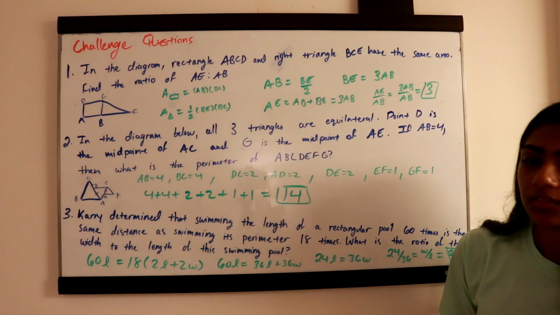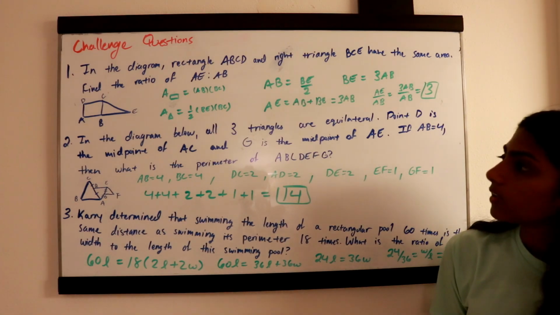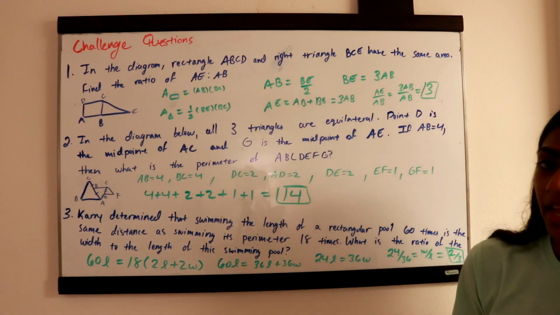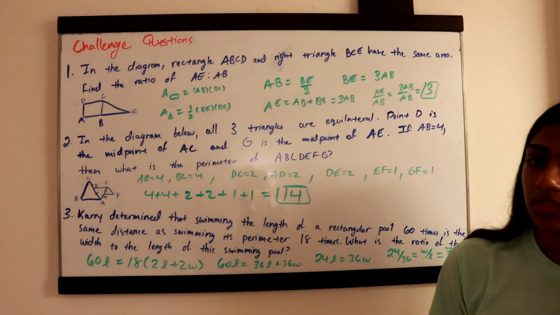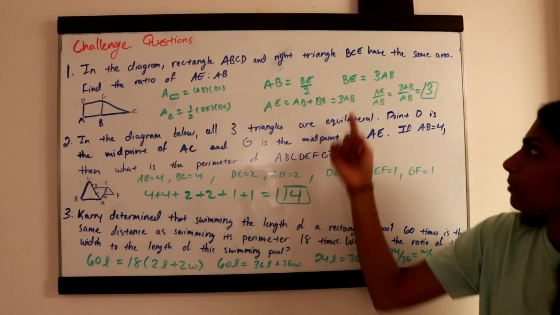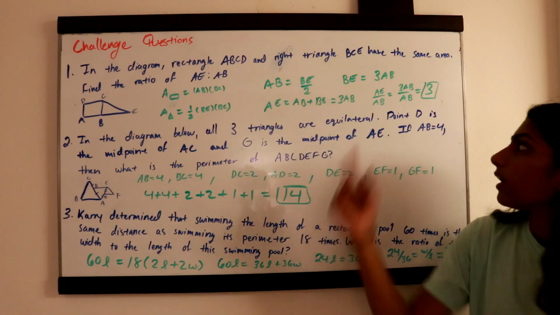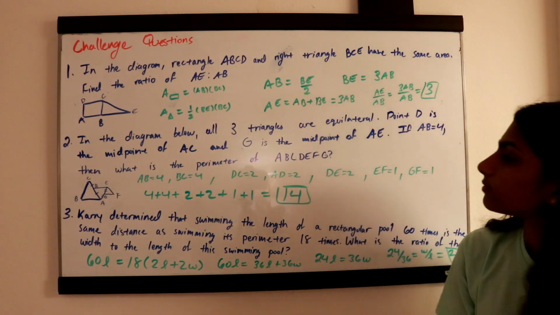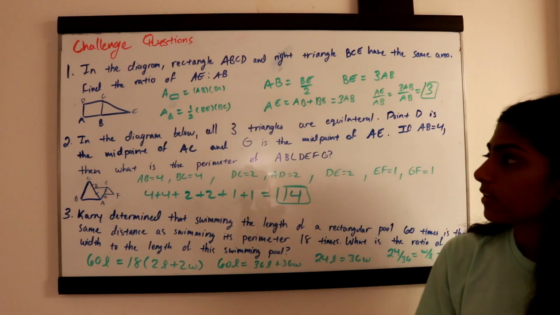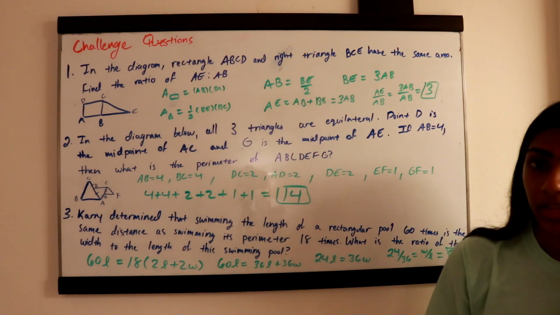Then we know that BE is going to be equal to 3AB. Next, we know that AE is going to equal AB plus BE, which is equal to 3AB. Next, we can put AE over AB, which gives us 3AB over AB, and if we cancel these out, we just get 3.